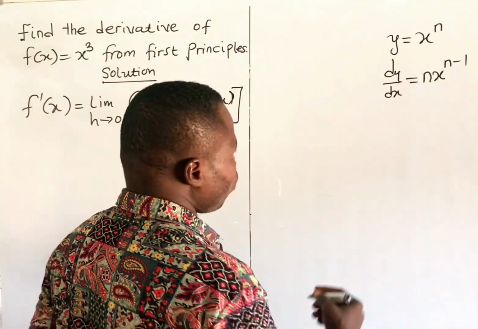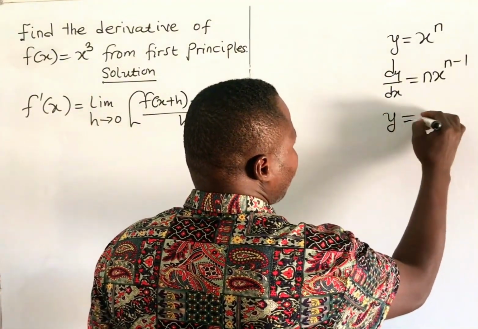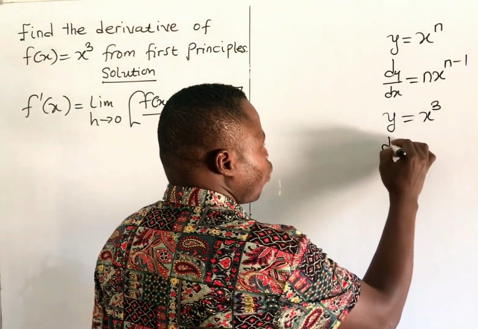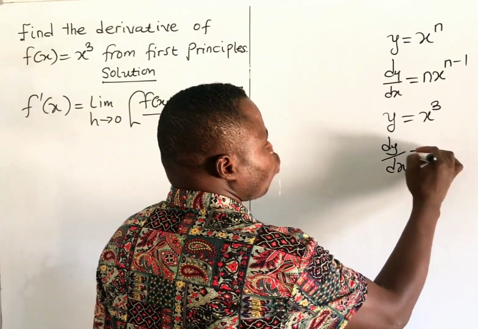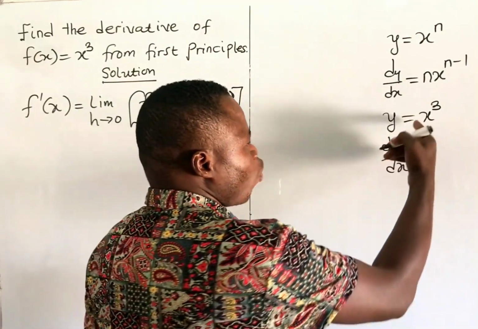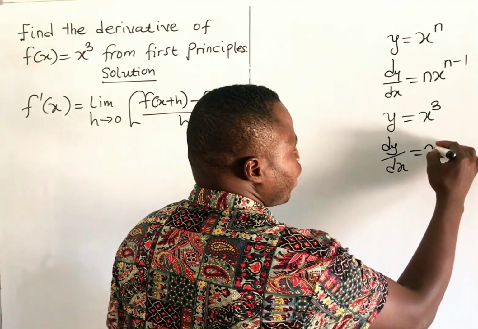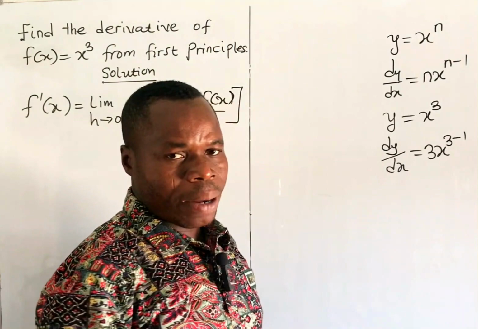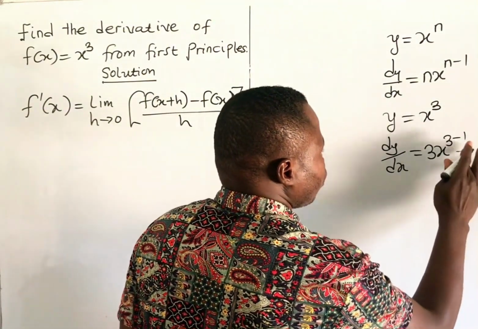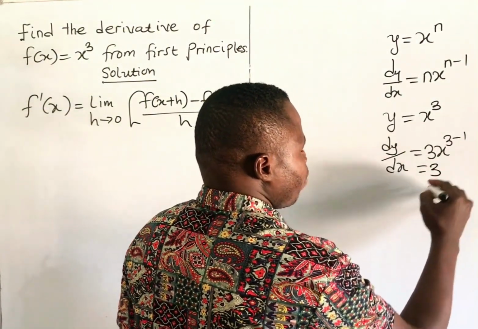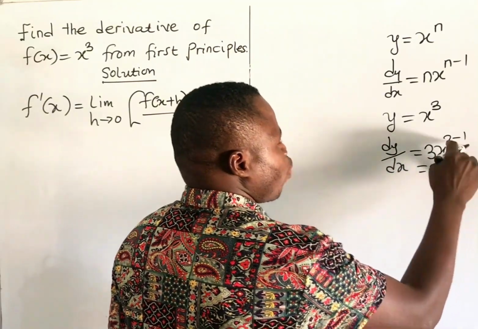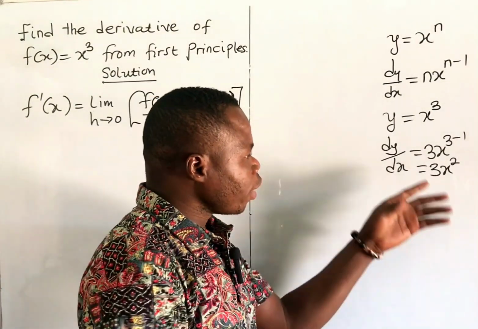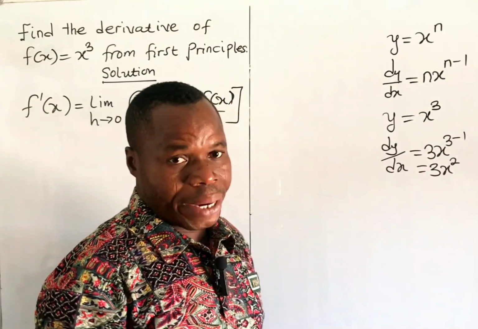So for this question, we can say that y is equal to x cubed. Then to differentiate, we have dy dx to be equal to, this 3 will come here and multiply by x. It will be 3x to the power 3. Then we subtract 1 from the power. And this will be equal to 3x squared, because 3 minus 1 is 2. So the answer for this question will be 3x squared.